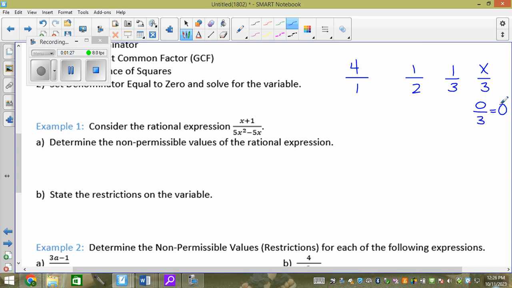So can my numerator be 0? Can the top be 0? We just typed in 0 over 3 equals 0. Was that an error? No. So can the numerator be 0? Yes.